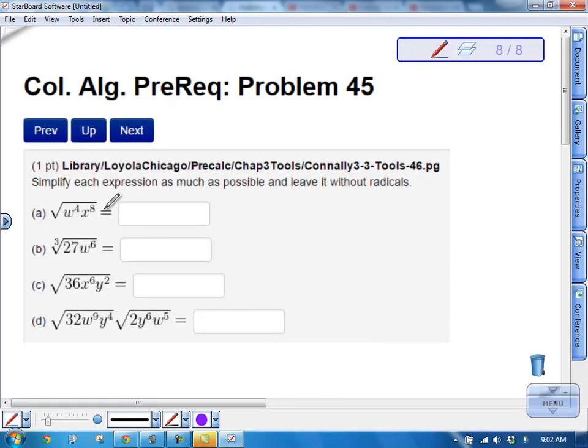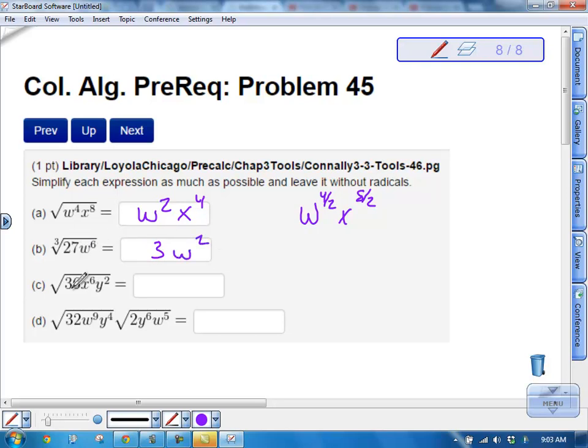Okay, so the next one says simplify each expression as much as possible. Leave it without radicals. So the square root of w to the 4th, x to the 8th, the square root's really dividing by 2. So it's really, put these 2's in the denominator of each of the fractions. So that'd be w squared, and then x to the 4th. Same thing with this one, 27. This is really a cube root, so that'd be 3. Cube root of 27 is 3. And then 6 divided by 3 is 2, so it'd be w squared.